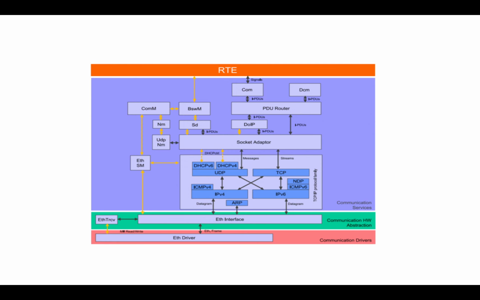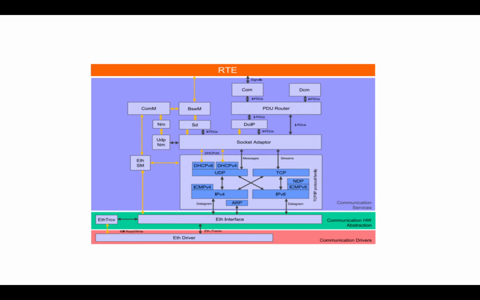Then in the socket adapter, as usual, we have socket to PDU and PDU to socket. So the socket routes and PDU routes need to be configured, where we would map from which socket to which PDU and which PDU to which socket, vice versa. That needs to be configured, and socket adapter routing groups and the connection groups need to be configured. So these are the main configurations in the socket adapter.